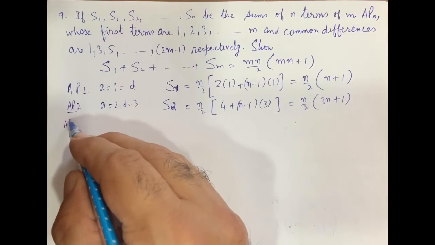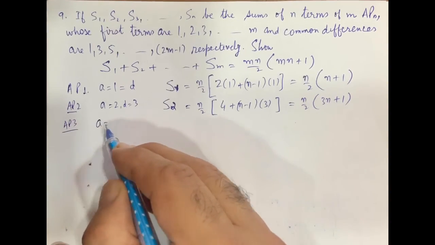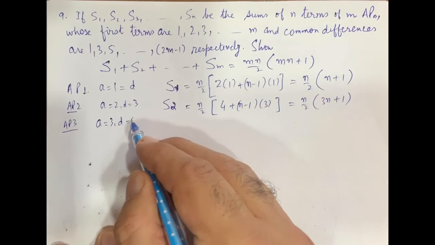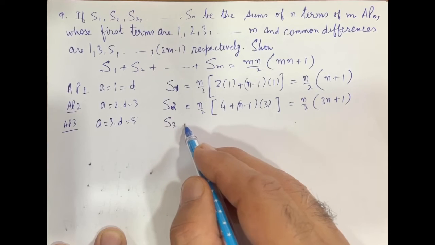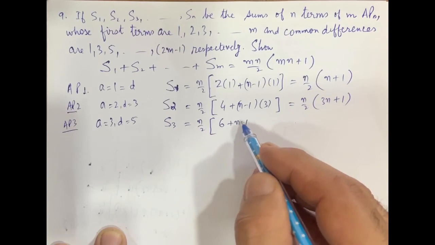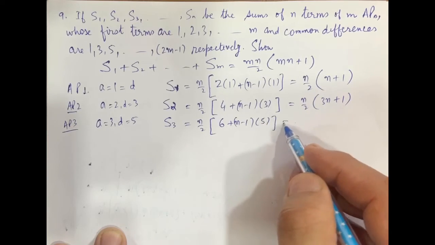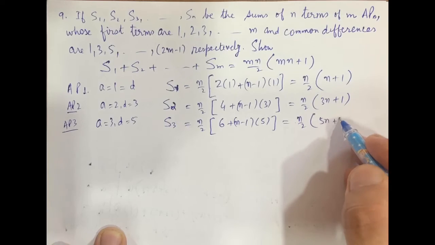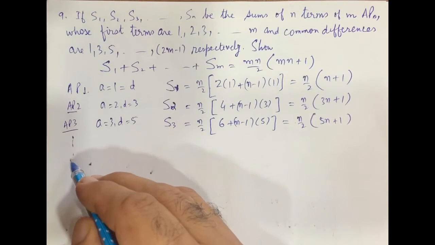We have third AP. First term is 3, common difference is 5. And sum of n terms is S3, that's n by 2, 2A, that is 6, plus (n minus 1) into common difference of 5. That's n by 2, (5n plus 1). And so on.